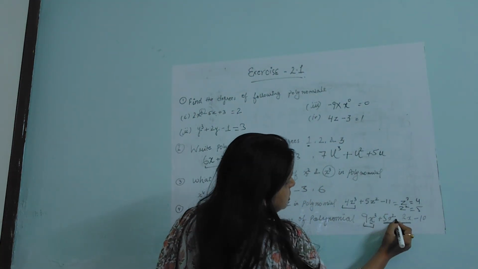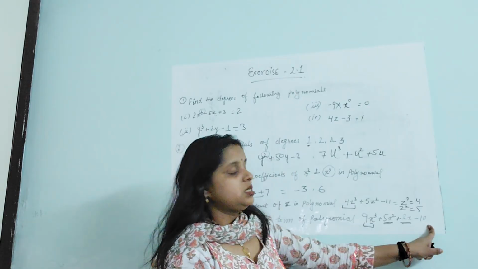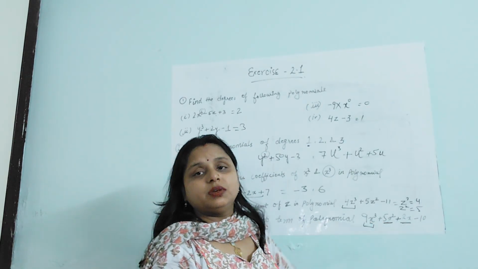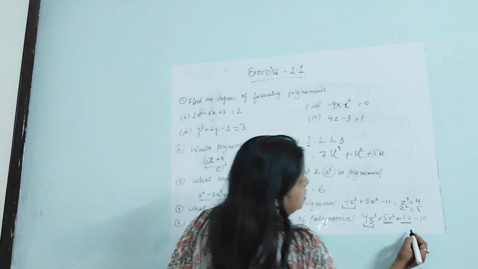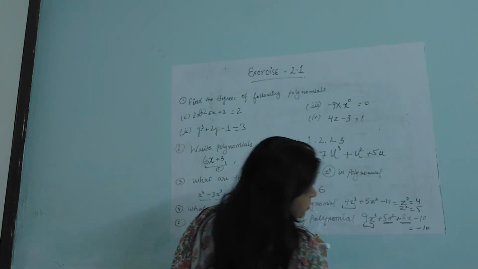Then 8x is again a variable term, and then minus 10. So minus 10 does not have any variable associated with it. So the constant is minus 10.